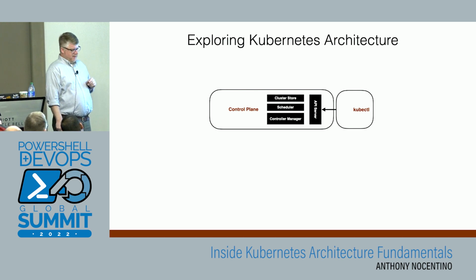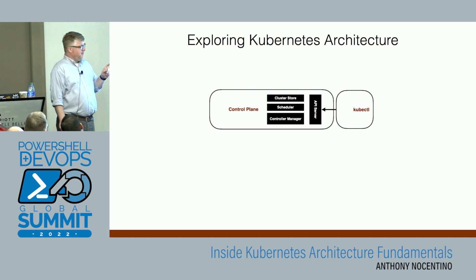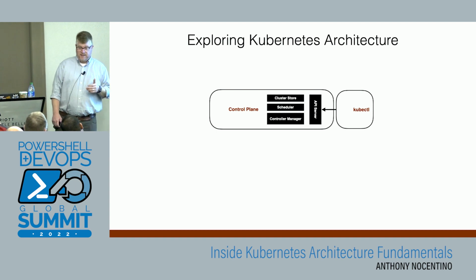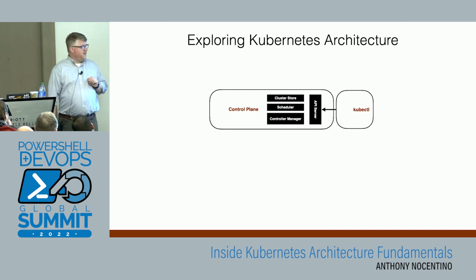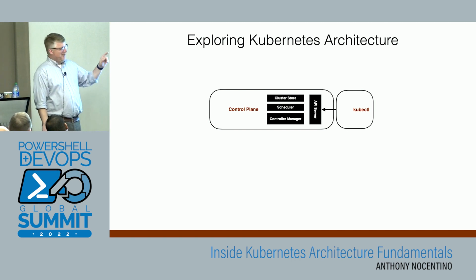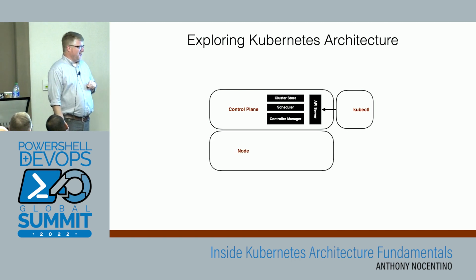So generally speaking, kubectl talks to the API server over HTTPS and JSON. Good news is we don't have to talk JSON. We get the luxury of using YAML. And so we'll be able to write YAML and deploy applications that way, and we'll get into all of that.